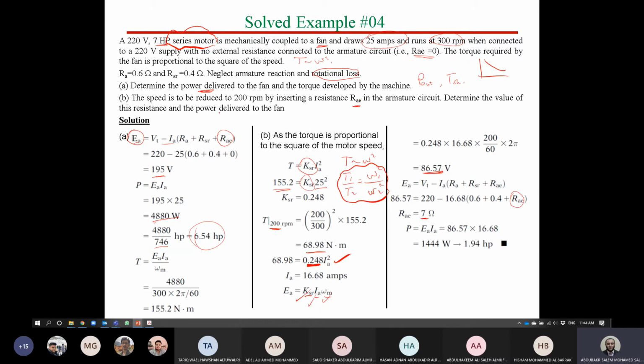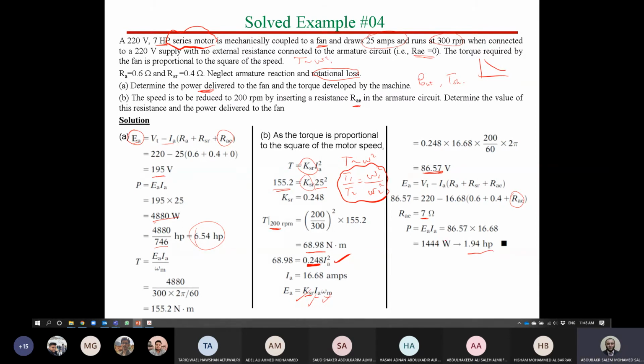We also need to get the value of the power delivered. It's very easy now. You have all of the motor parameters and data at the second operating point. So simply, power equals EA multiplied by IA. This will give you the output power because we neglected the rotational losses here. So EA multiplied by IA, the value will be 1445 watts, and we can convert it to horsepower like that.